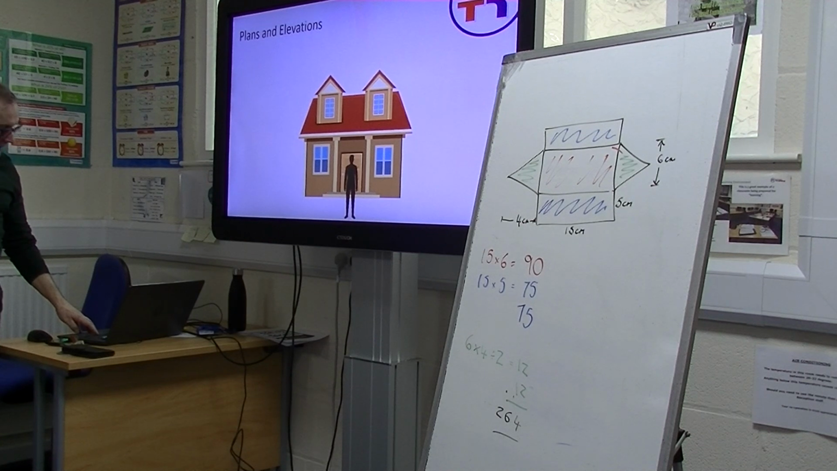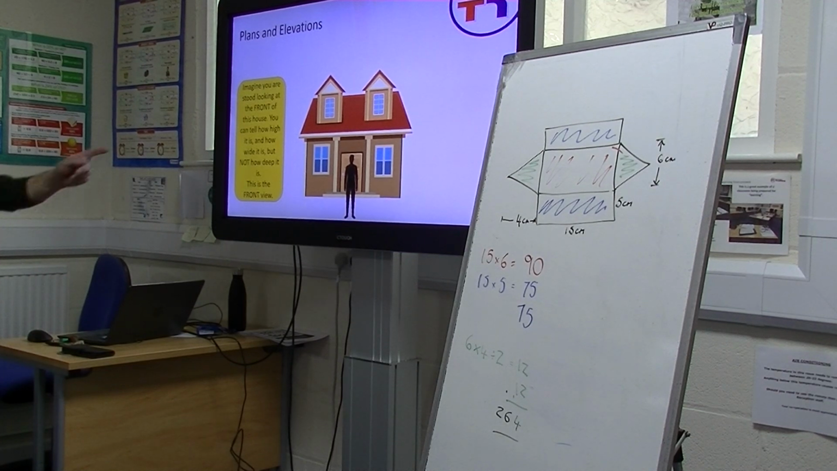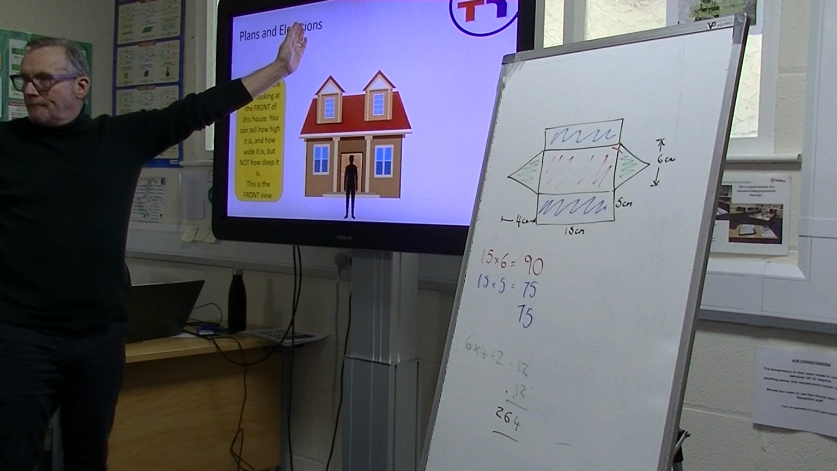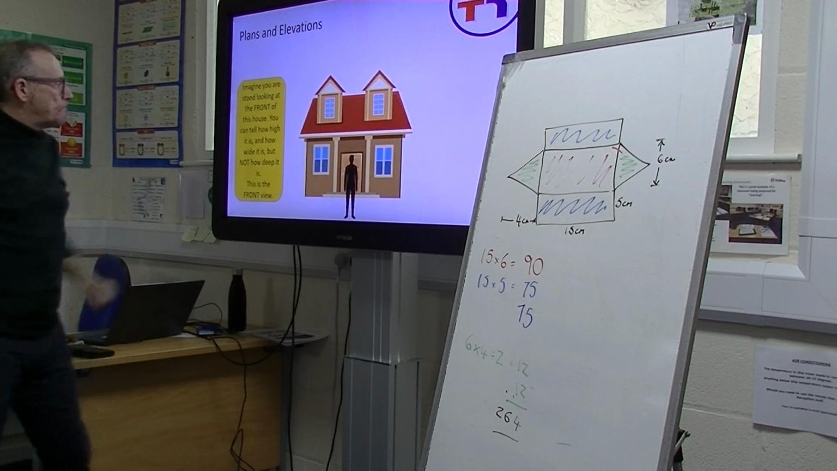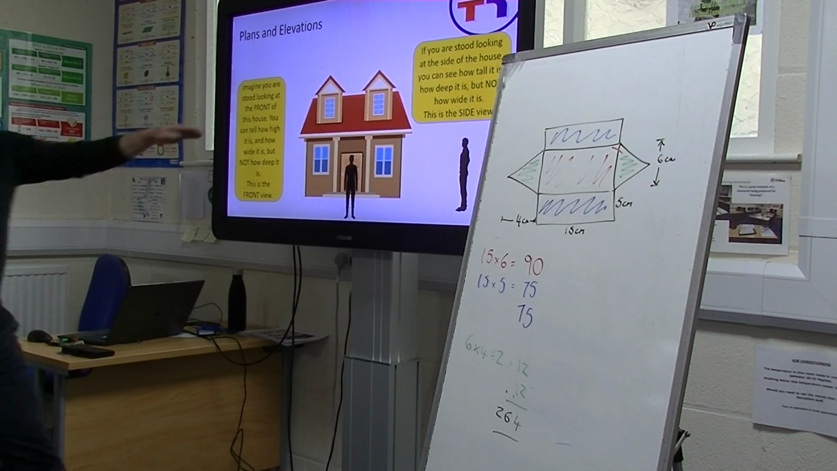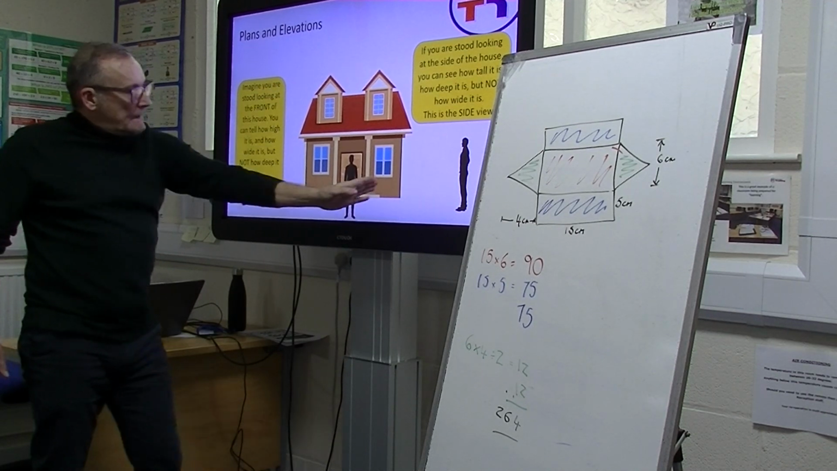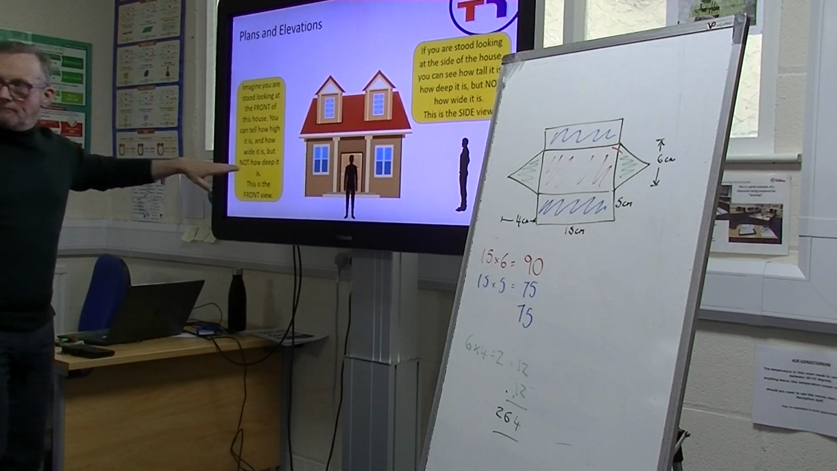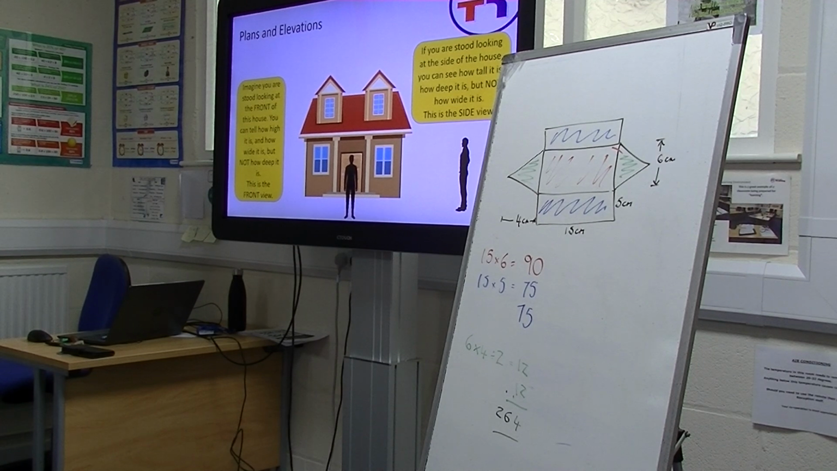That's basically what we're going to be looking at. So there we are, looking at the elevation. When you stood in front of the house, like this chap is here, you can tell how high it is, you can tell how wide it is, but you can't tell how far back that house goes. You don't know how deep it is. Okay? And that's the front elevation, or the front view. If we stand here at the side, like this chap is here now, we can see how tall it is, and we can see how deep it is, because we can see how far back that house goes now. But we don't know how wide it actually is, because we're only looking at the side of the house.